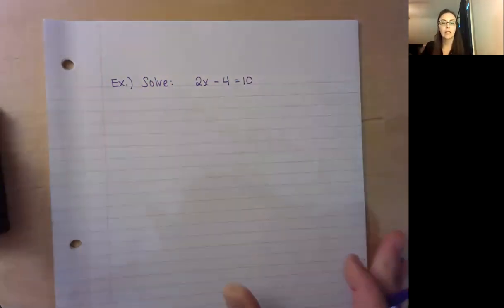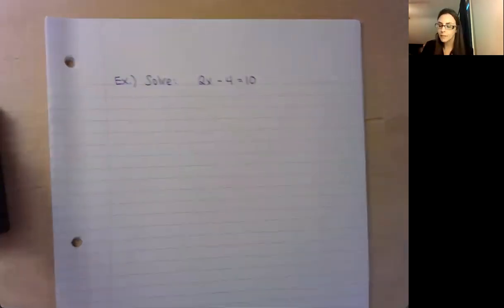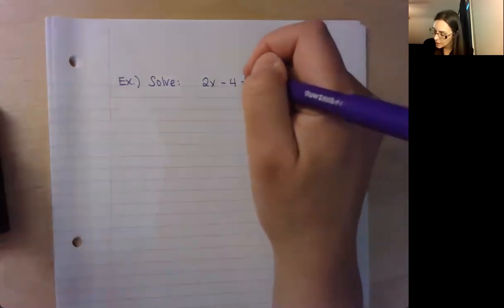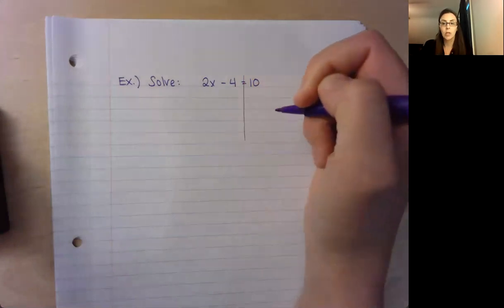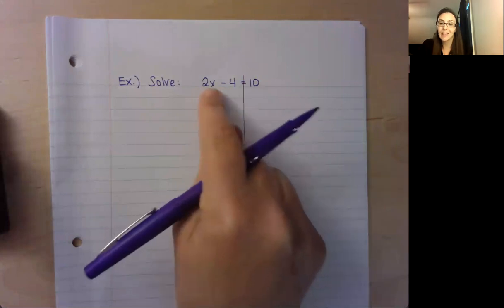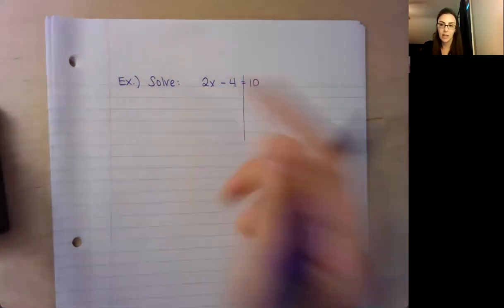All right, so I have 2x minus 4 equals 10. Now this one probably looks a lot simpler than we've seen. And it is in a lot of ways, but we actually have to use 2 steps here. So first thing, if you look at each side of the equation, there is nothing to clean up. So I can't really simplify anything here.